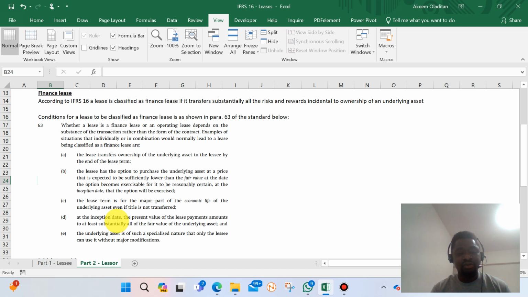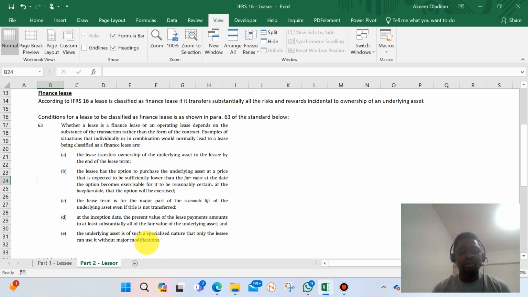Also, at the inception date, the present value of the lease payment amounts to at least substantially all of the fair value of the underlying asset. Okay, so you are saying that at inception, the amount that we calculate as the present value from now is substantially at least the minimum of the fair value. So if the fair value is $5,000 and you calculate the present value as of today, and it's at least that $5,000, then it means we have to classify it as a finance lease.